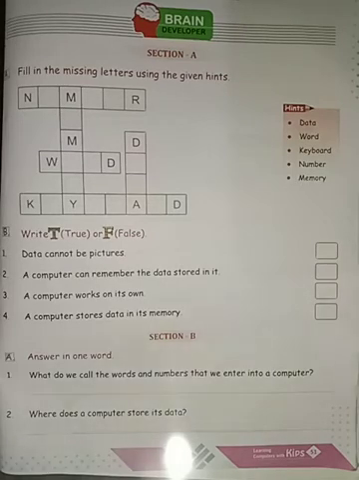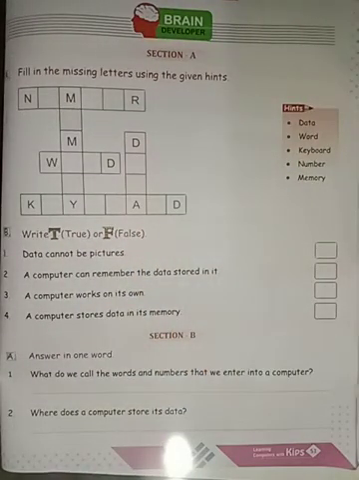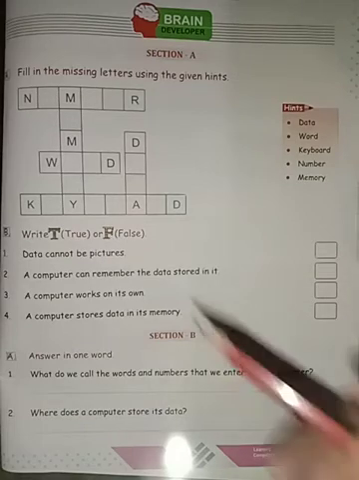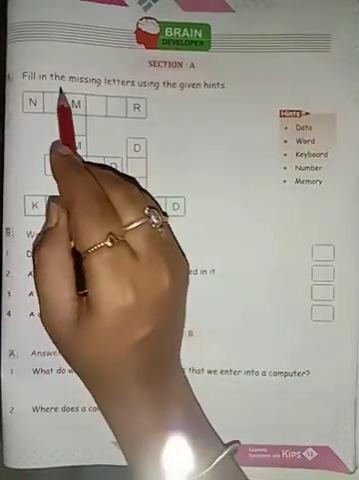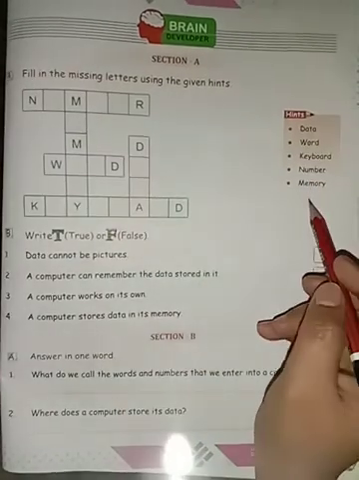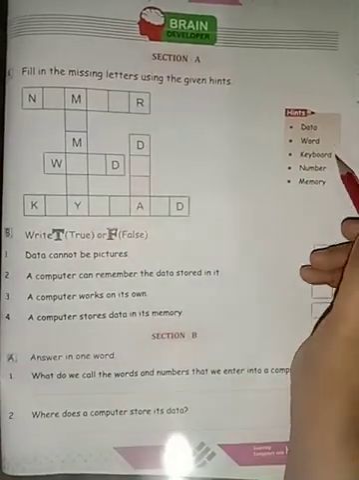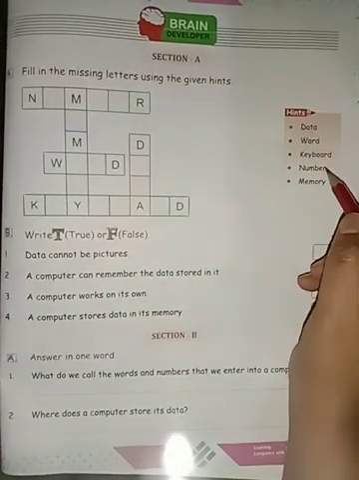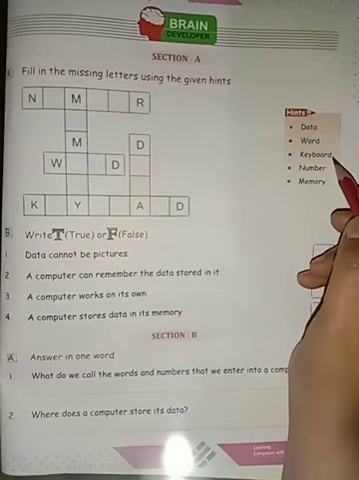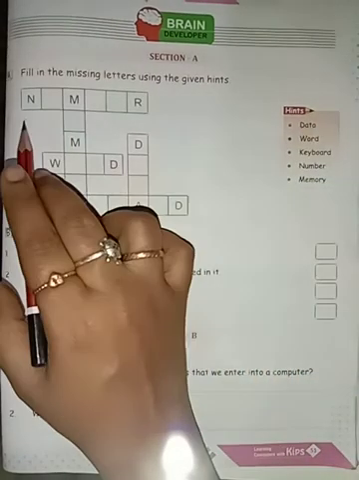So let us start with the section A. Here we will be solving section A. In section A they have given A, that is fill in the blanks. So fill in the missing letters using the given hints. Children, at the right side they have given some hints. You all have to use these hints to fill the correct answer.